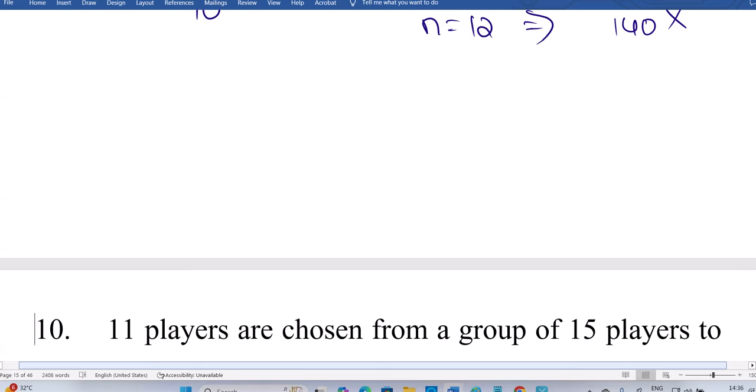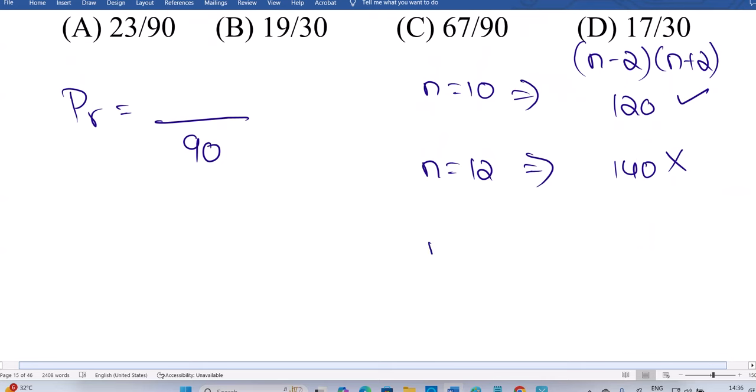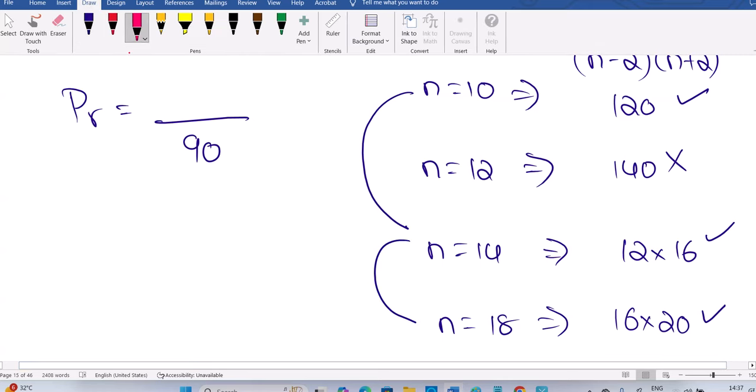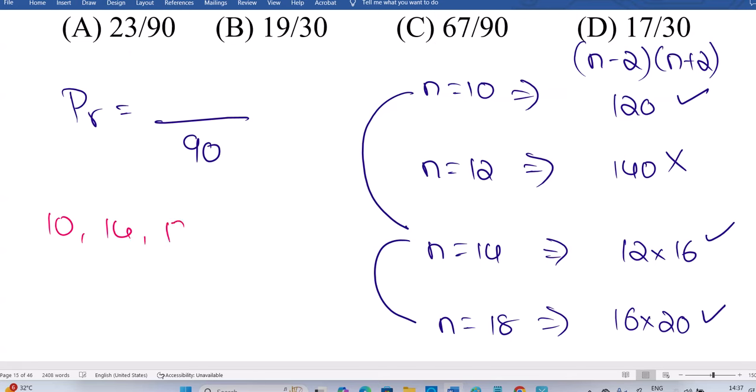That's why I said it is a good question, a good one they designed. For n value 14, yes, you see that: 12 into 16. When 16 is divisible by 8, no need to check then. Done. Then 18 will definitely work. Why, sir? If it is 18, what will happen? 16 into 20, as 16 is divisible by 8, definitely this is divisible. So the logic is from 10, every 4 numbers: 10, 14, 18, and so on.